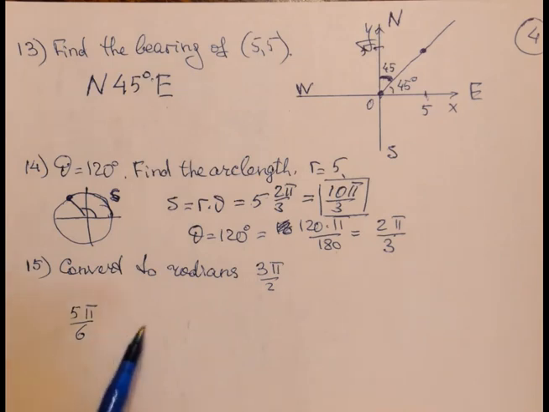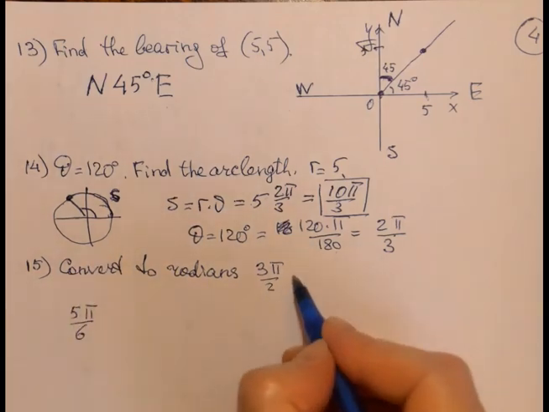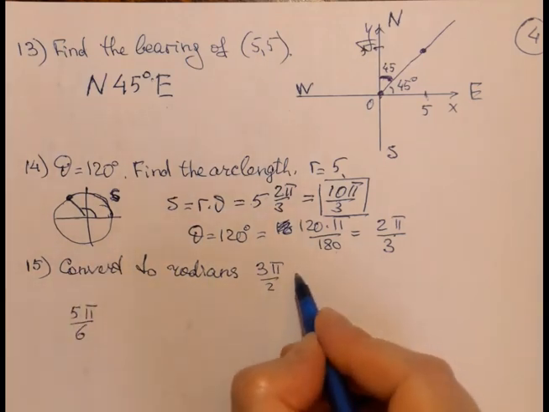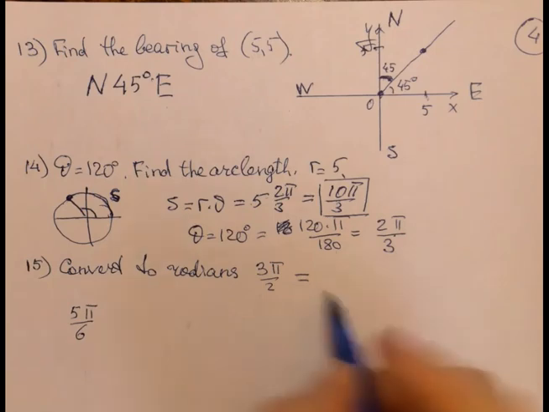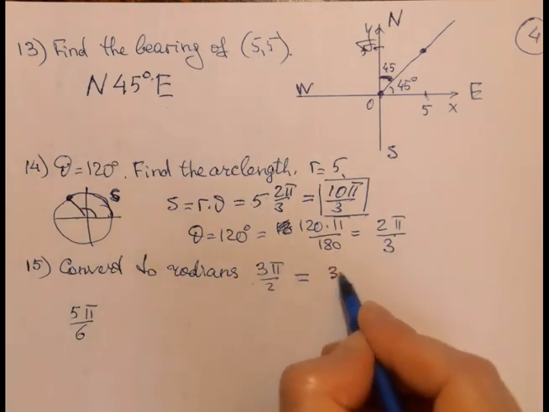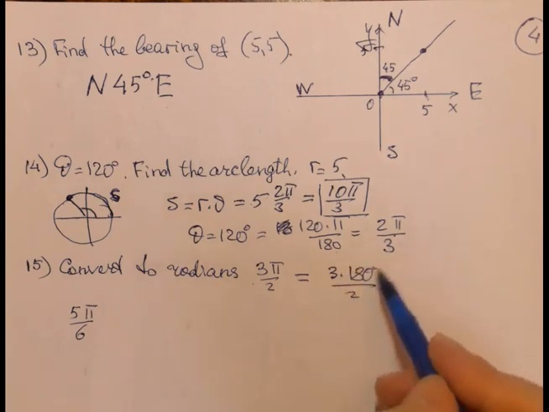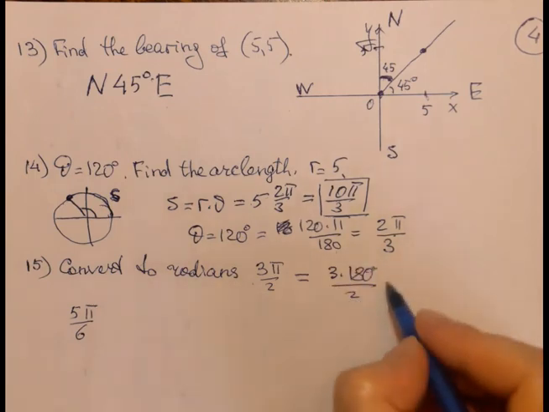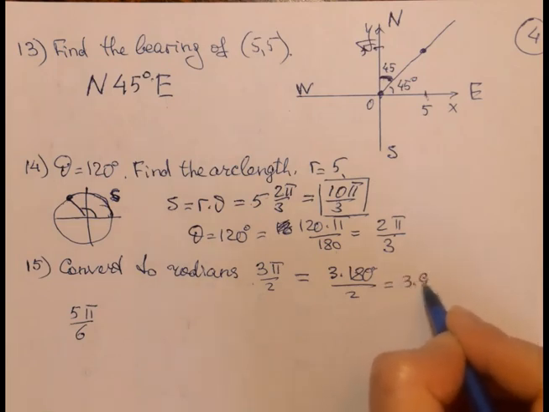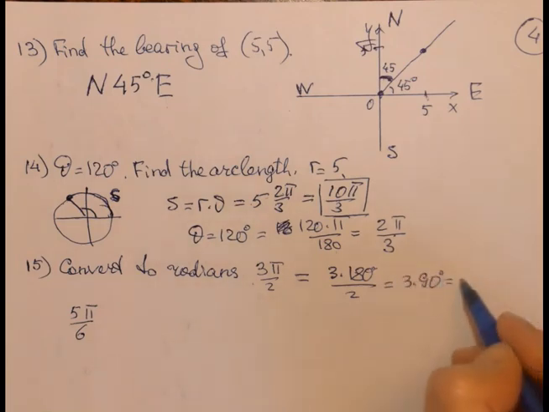And then let us convert the radian measure to degree measure. So 3 pi over 2 convert to degree measure. We'll just replace pi by 180 degrees. 3 times 180 divided by 2. 180 divided by 2 is 90, so we have 3 times 90, 270 degrees.